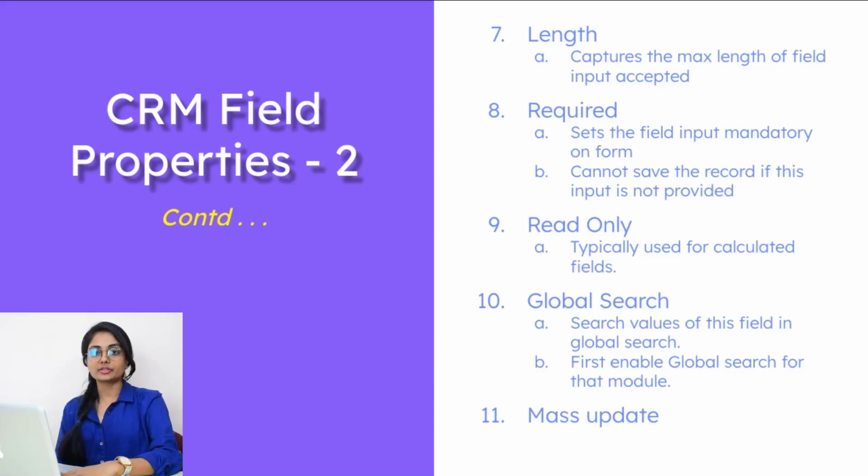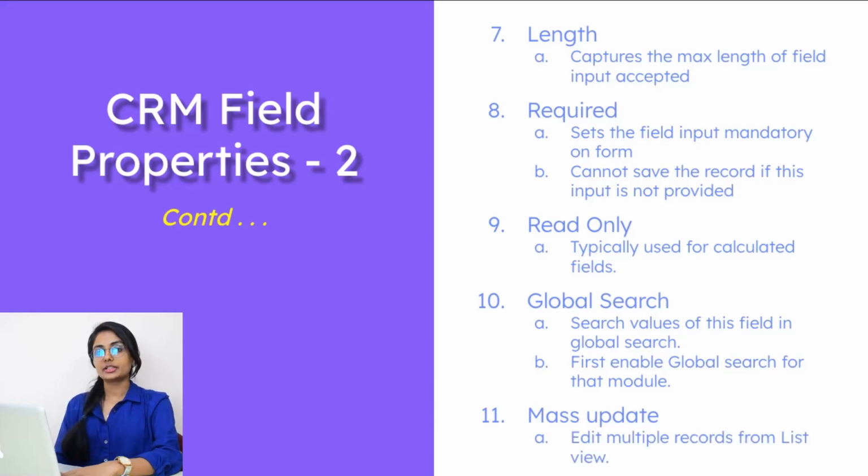And if you have not enabled that property of global search at field level, and you have enabled global search only at module level, even then you will not see that module field for global search. Next we have is mass update. The property of mass update allows you to enable any field for bulk update.